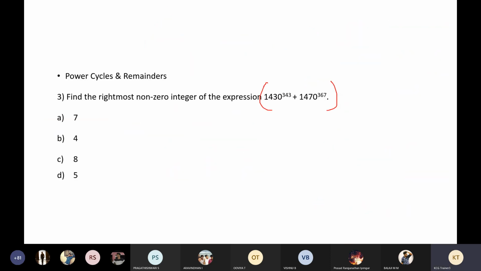I don't know how many of you guys remember this question, but still, here's the question. Find the rightmost non-zero integer of the expression 1430 power 343 plus 1470 power 367. So that's the question. Now, if you look at this question, let's take this one, 1430 power 343. First of all, let's write this number. Obviously it's going to be a very big number. I cannot write the entire value, but still, let's write the rightmost part.